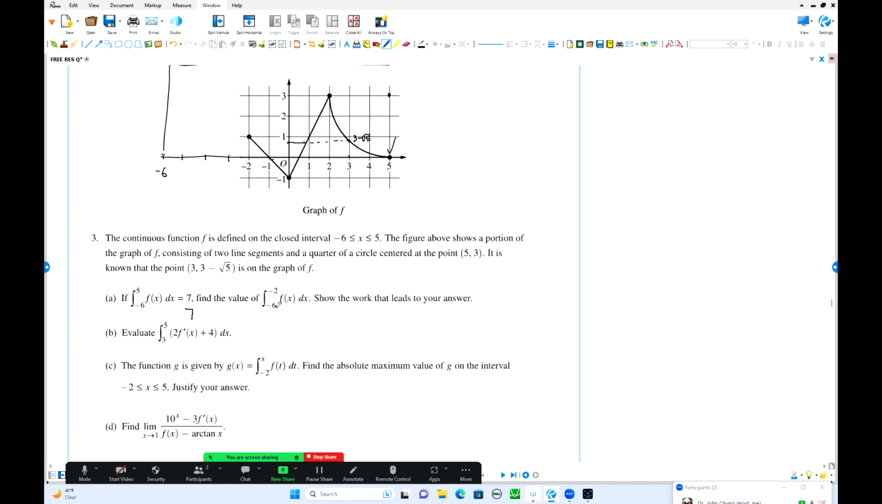Find the value of what? Negative 6 to negative 2, this area over here. Yeah. Okay, so the idea is what? The entire area is 7. After you find the area from negative 2 to 5, take it away from 7, and you get this one, right? If this is A, the next one, negative 2 to 5 area, is B. A plus B is 7, right? If we find the area of this one from negative 2 to 5, A equals what? 7 minus B, right?